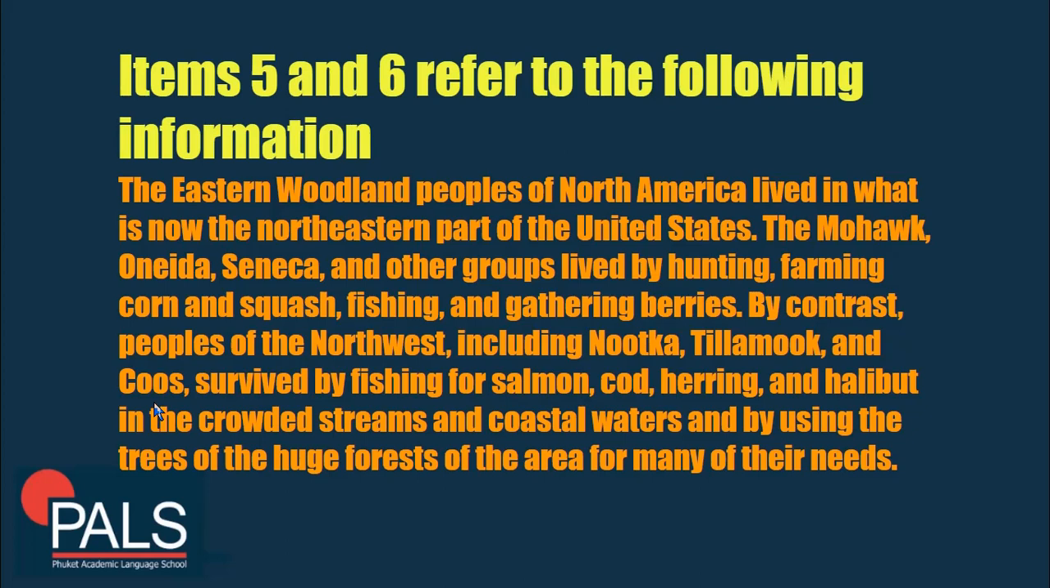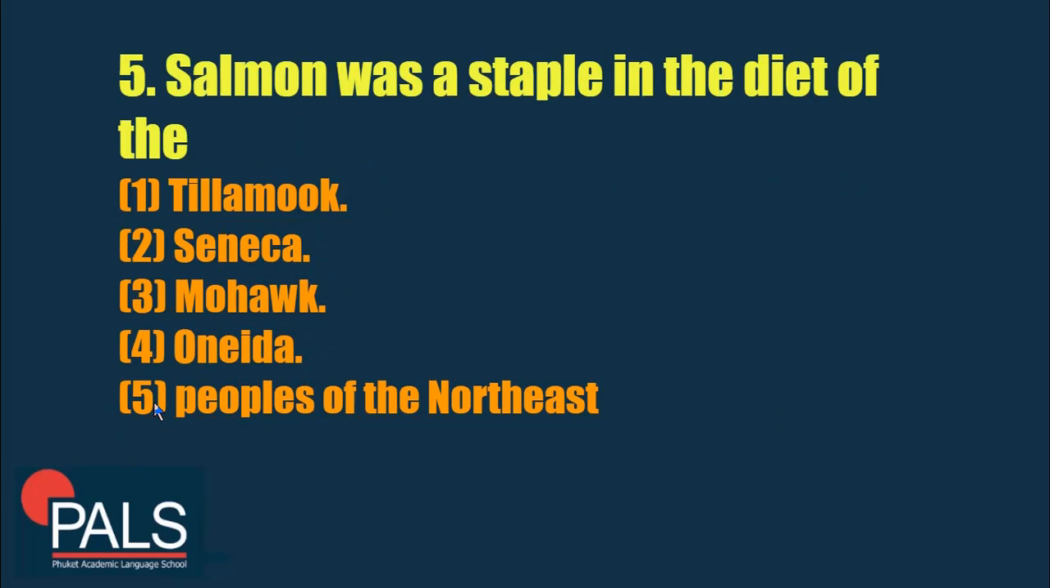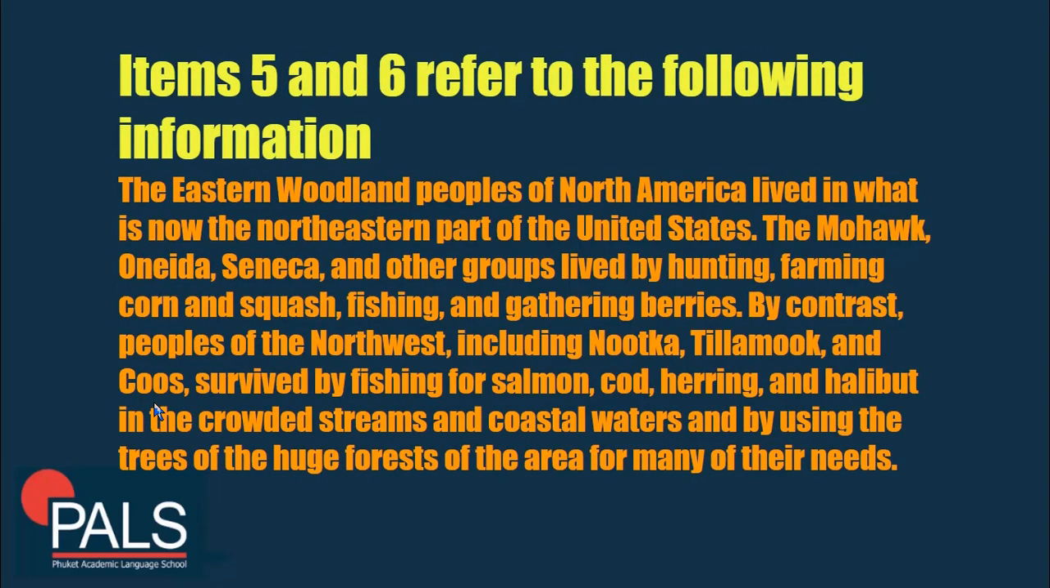By contrast, peoples of the Northwest, including Nootka, Tillamook, and Coos, survived by fishing for salmon, cod, herring, and halibut in the crowded streams and coastal waters, and by using the trees of the huge forest of the area for many of their needs. Now let's go to number 5. Salmon was a staple in the diet of the... It's very easy, right? The what?